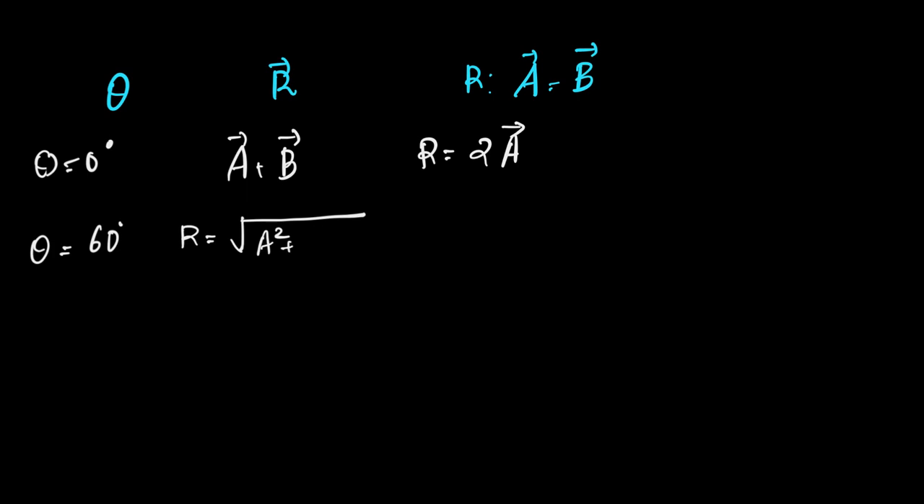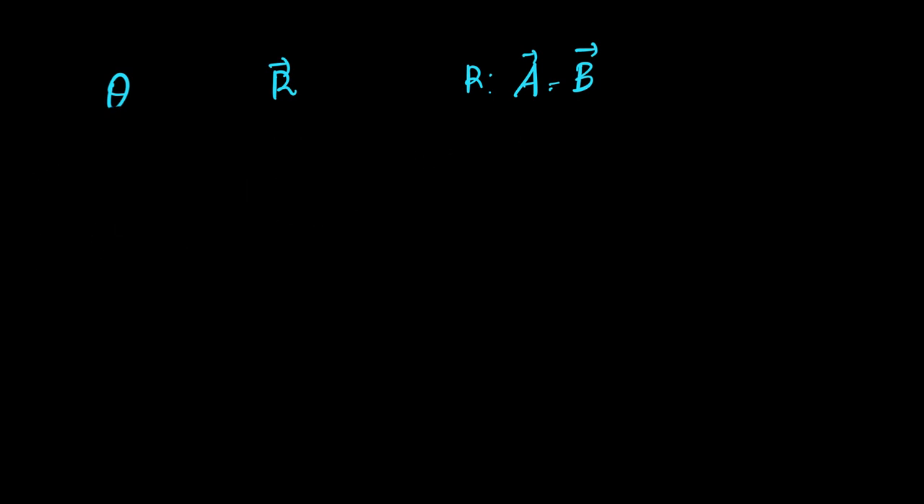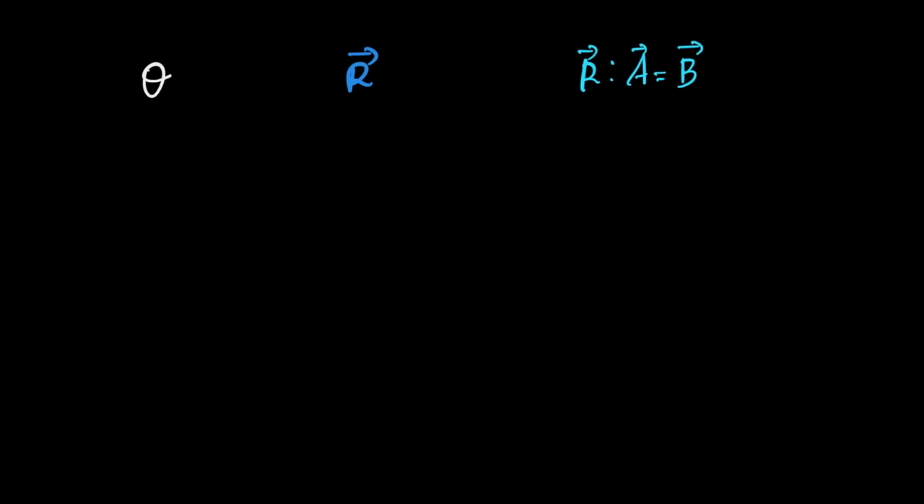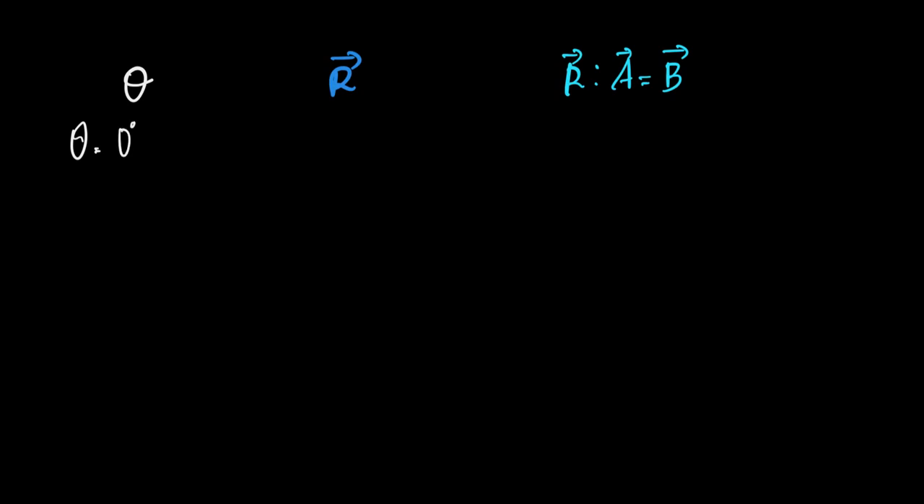Okay, wait, let me use some different colors so that it will be easy for you to take it down. So let's say we have theta, the expression for r, and the expression for r such that vector A is equal to vector B. Now, when theta is equal to 0 degrees, vector r is equal to the algebraic sum, which is vector A plus vector B. And when A is equal to B, r is equal to 2A.